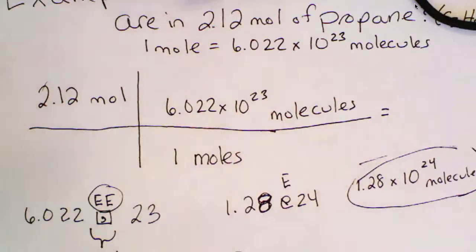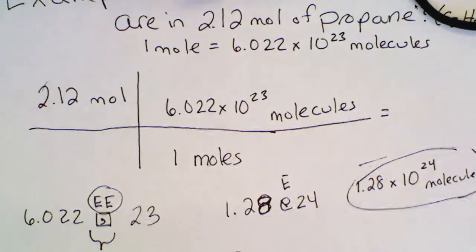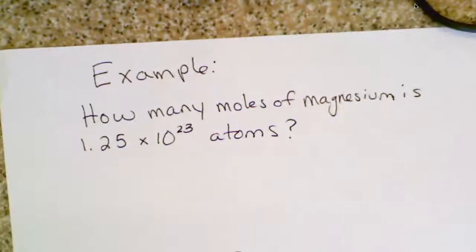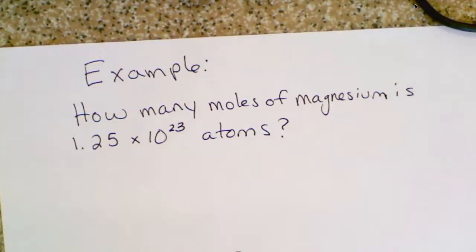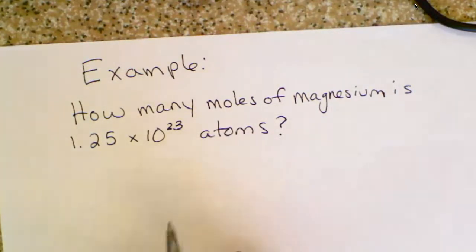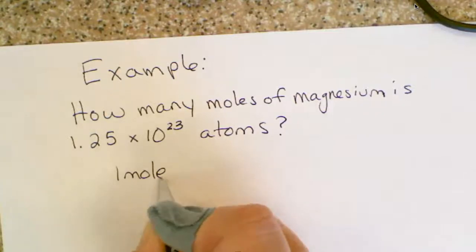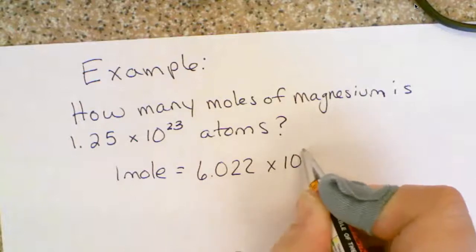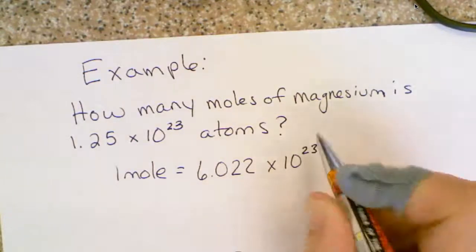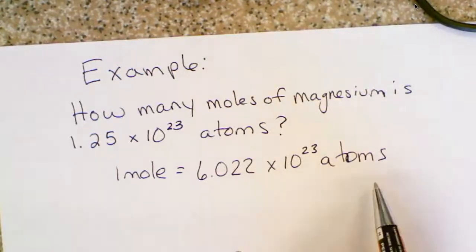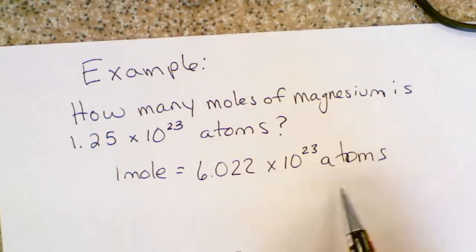All right, question 2. Let's try one more. So again, we're going to do dimensional analysis just like we did the other day. We are converting, this time, atoms to moles. So we know 1 mole is equal to 6.022 times 10 to the 23. In this case, we're talking atoms, but this could literally be anything. It could be donuts. It could be the animal moles.